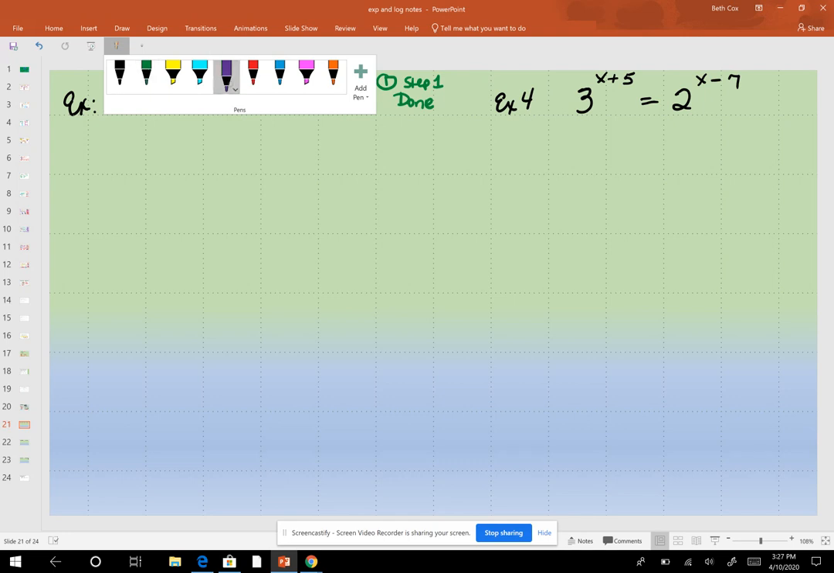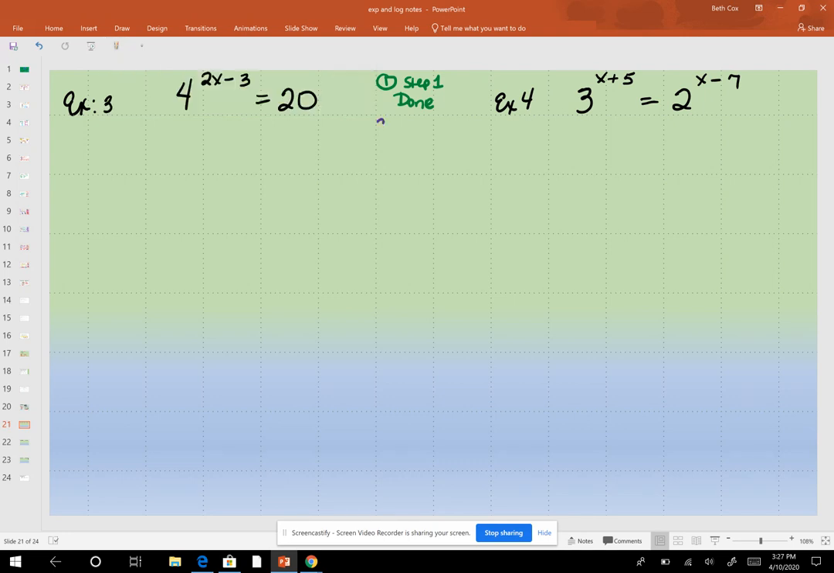This is where we're going to log both sides. We're going to natural log both sides. Okay, so here we go. I'm going to do natural log of 4 to the 2x minus 3. I'm going to do natural log of 20.